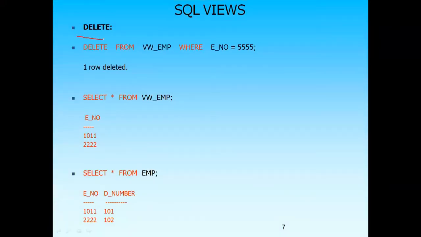Now next is the delete operation. So delete from employee where employee number equal to 555. If you delete an employee from the view, it will be deleted from the base table also. So if you see the result of this operation, select star from the view name, the third record, 555, is deleted. The employee number record is deleted from the view, and also from the base table. If you observe, only two records are there in the base table. So this is my base table and this is my view. Again, the delete operation reflects in the base table.